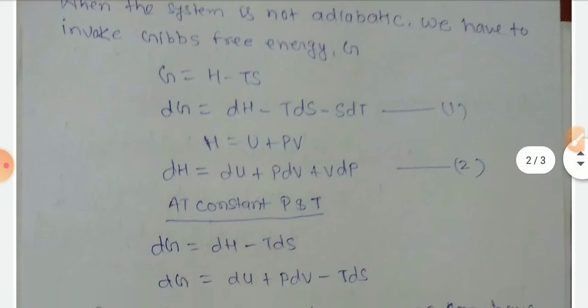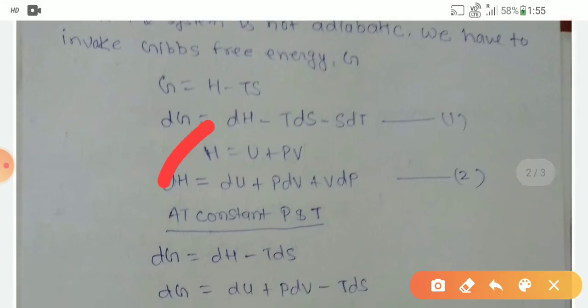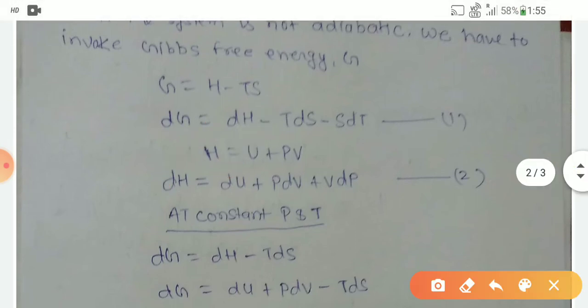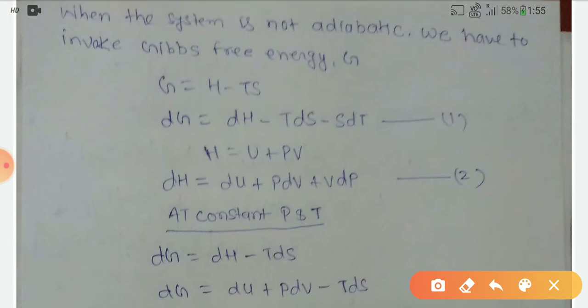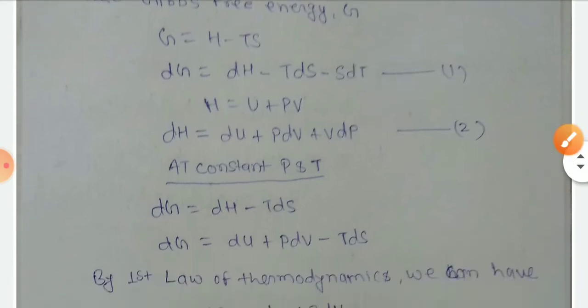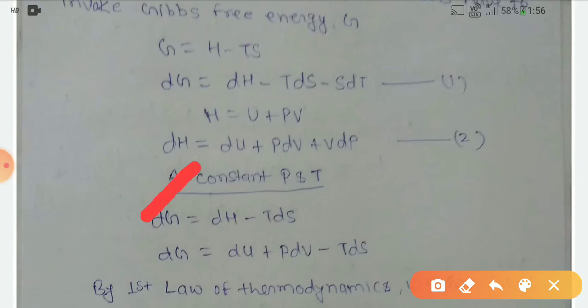So I'm going to differentiate H. You can write dH equal to dU plus P dV plus V dP. Here I consider a constant pressure and temperature, so pressure and temperature remain constant. That means this term is going to be 0 and this term is also going to be 0. So finally you can write dG equal to dH minus T dS, because the dP and dT terms are neglected due to constant pressure and temperature.